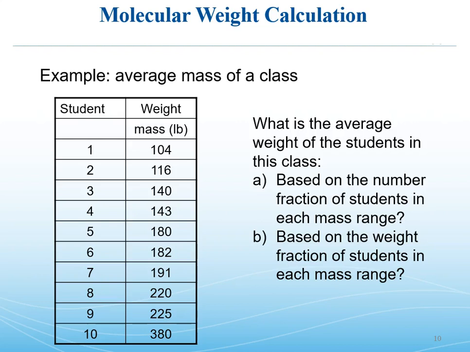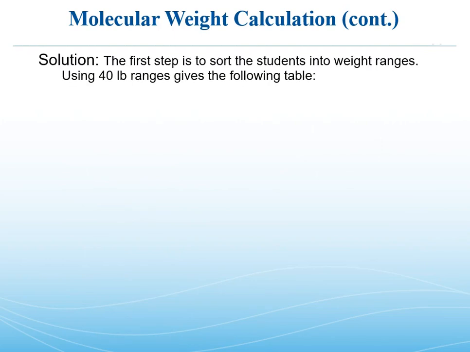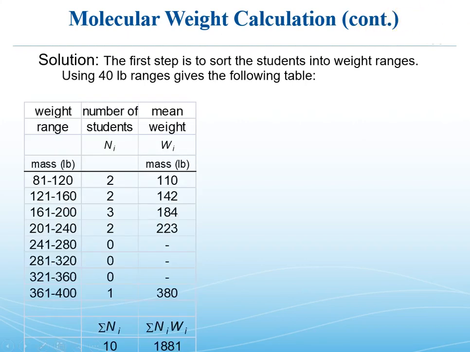So if you had 10 students in a class and they each have a different mass, we can calculate a number and a weight average weight for the class. So first step, we sort everybody into weight ranges. So we'll use 40 pounds as a range and we'll restructure the table. So we're going to look at the number of students that fall into these low to high mass ranges.